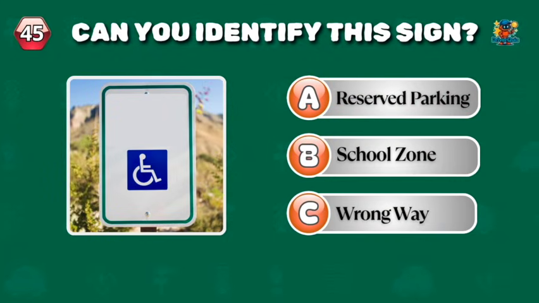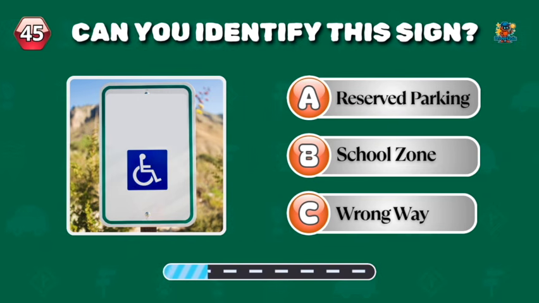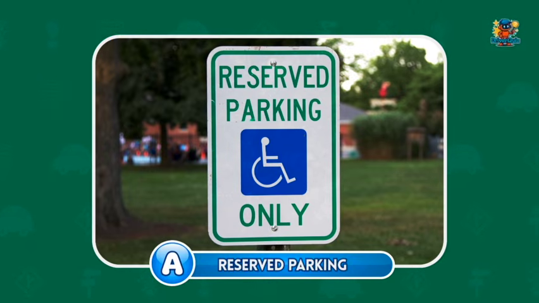Question 45. A. Reserved parking. B. School zone. C. Wrong way. Reserved parking. This sign indicates parking spaces reserved for individuals with disabilities.